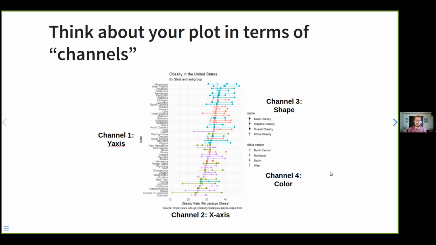So if this is the first time you're seeing the presentation, take a second now to think about what you can interpret from this plot, given the different channels. And then come back in a second and we'll talk about it.